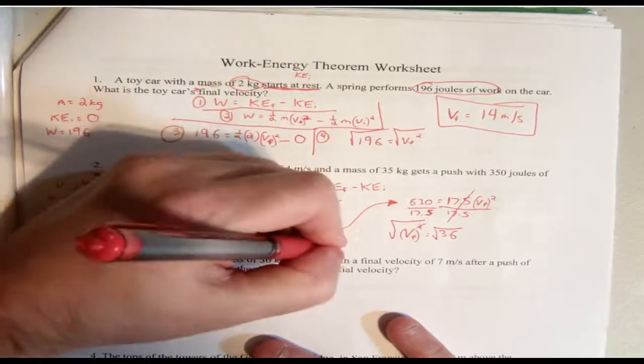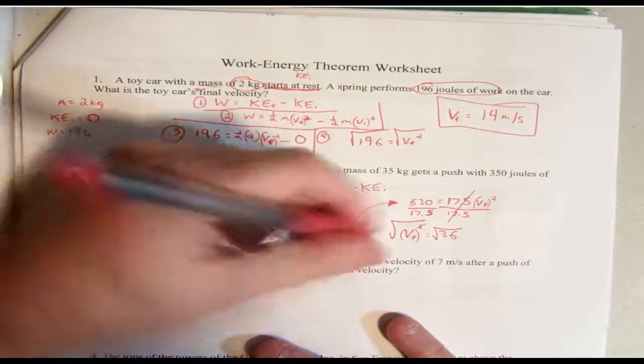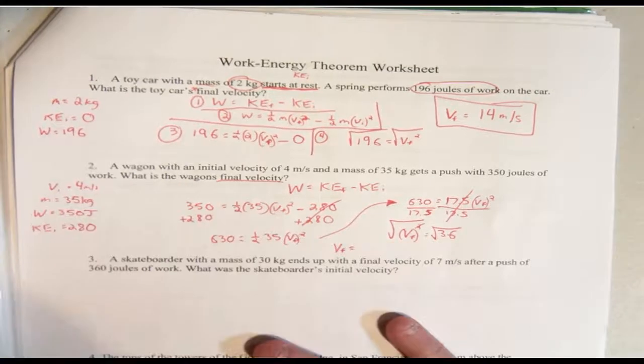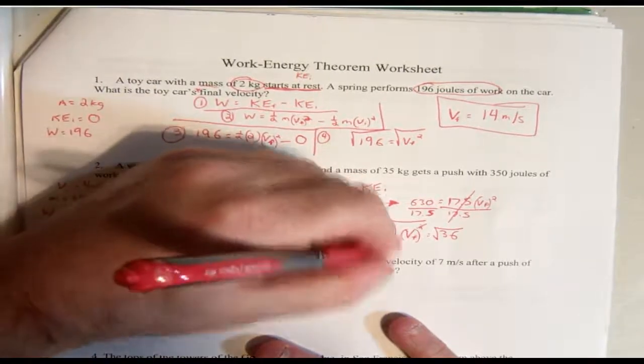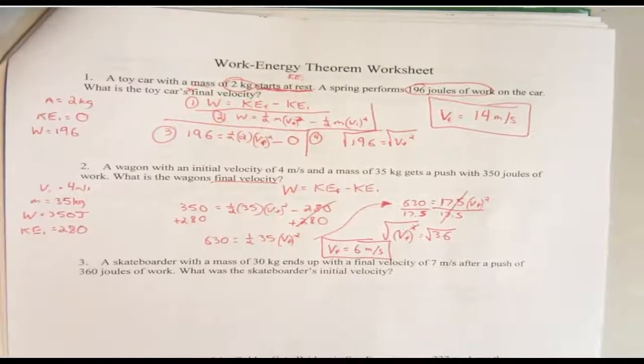So our final answer is final velocity equals the square root of 36. Hopefully you can do it in your head, because if it's a perfect square, the number comes out. So it's 6 meters per second. Awesome. We did it. That's it.